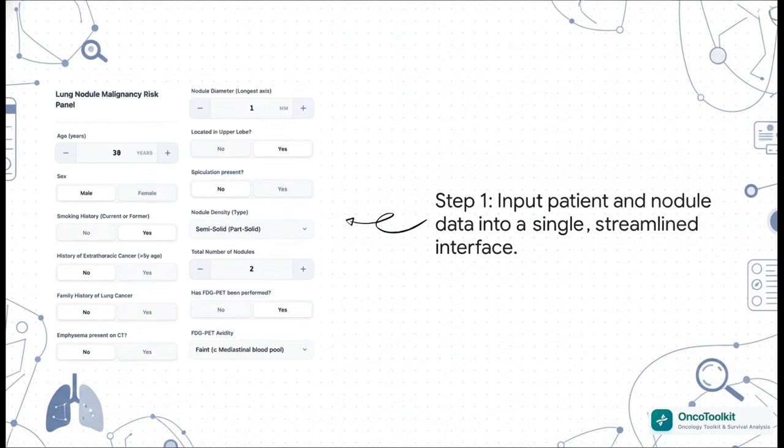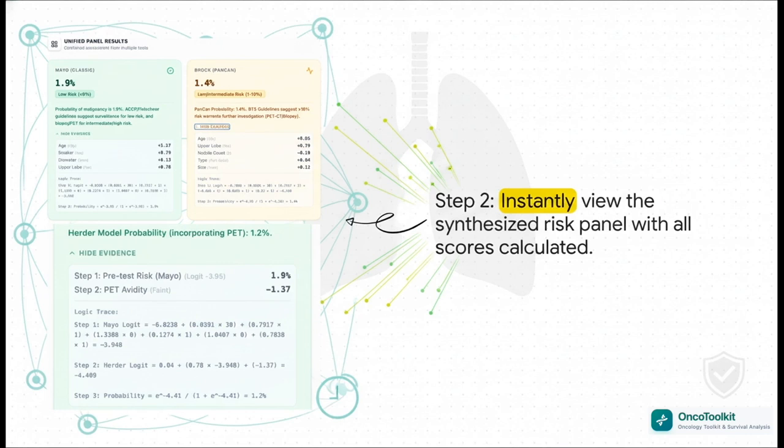Well, it starts right here. You've got this one single streamlined interface. You just plug in the patient and nodule data. Age, smoking history, nodule diameter, type, location, literally every single variable we just talked about for all 3 models gets captured in this one spot. No jumping between calculators. And then, bam, this is the result.